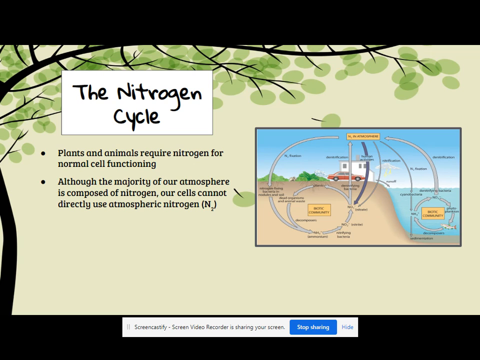Now, it's an absolute majority in the atmosphere. Most of the air on Earth is nitrogen, but all of the cells in a human body, and just about any other cell that's alive, don't actually use nitrogen, like at all. Like, 0%. So we indirectly use nitrogen.